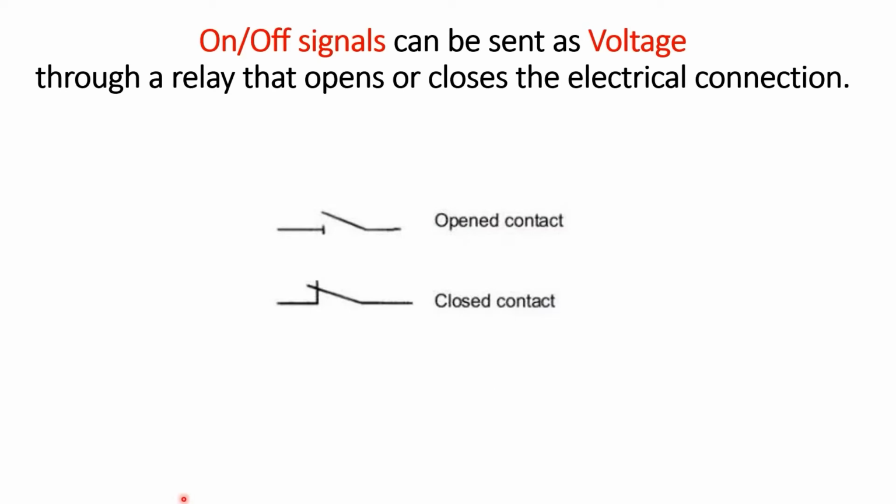On-off signals can be sent as voltage through a relay that opens or closes the electrical connection. When the relay opens an electrical contact, the voltage is not transferred through the contacts. When a relay is closing the contacts, voltage transfers through, completing the electrical circuit.